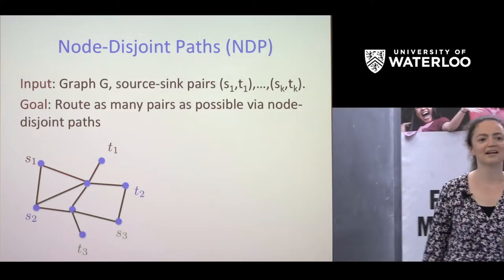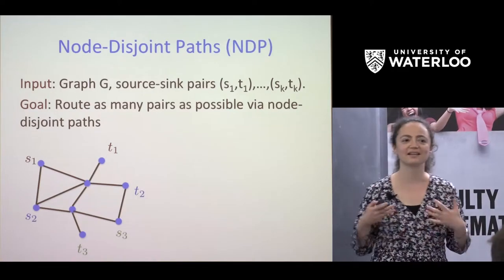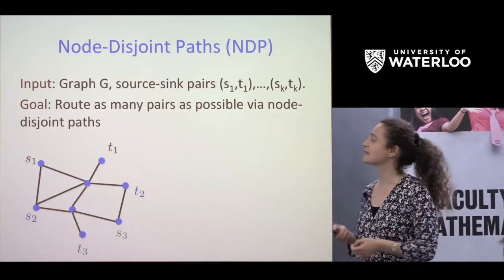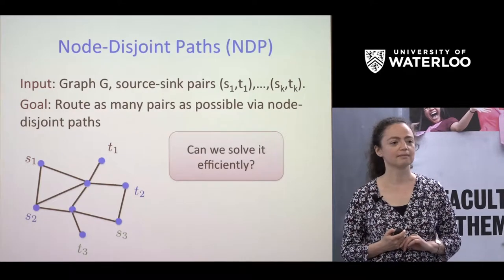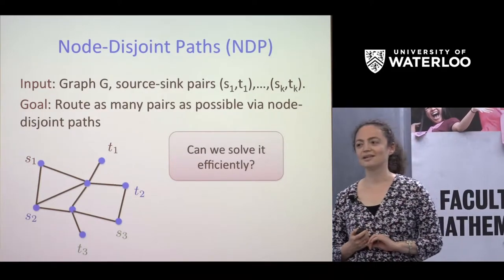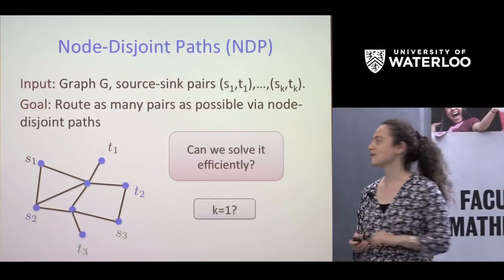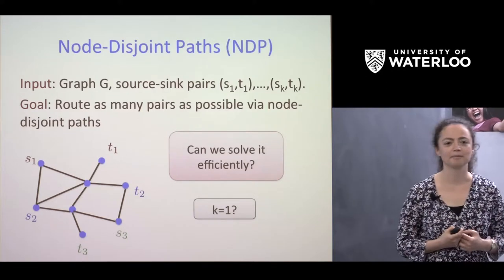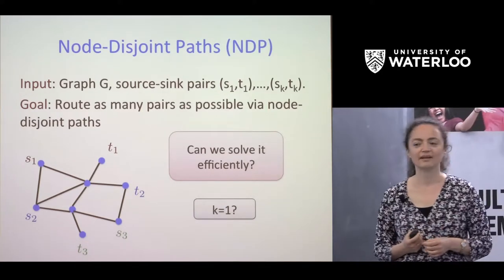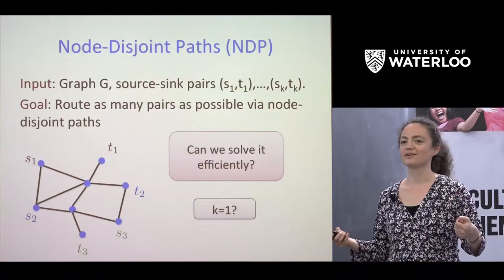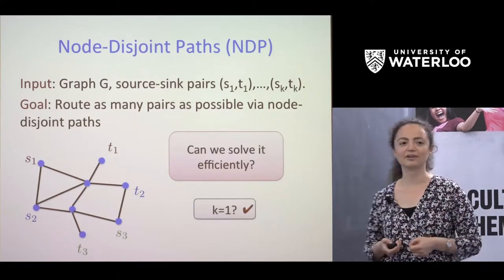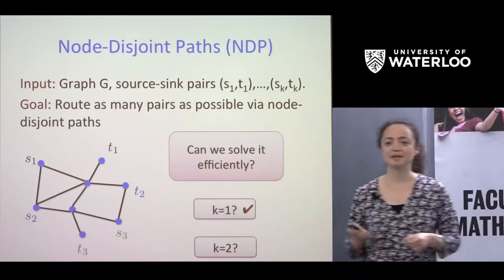I come from theoretical computer science, and the question we want to ask is, can you solve this problem efficiently? So let's start with easy things. What happens if we have just one demand pair? Well, that's easy, just s-t connectivity. Yeah, sure, we can solve it efficiently. Good. What happens if we have two demand pairs?